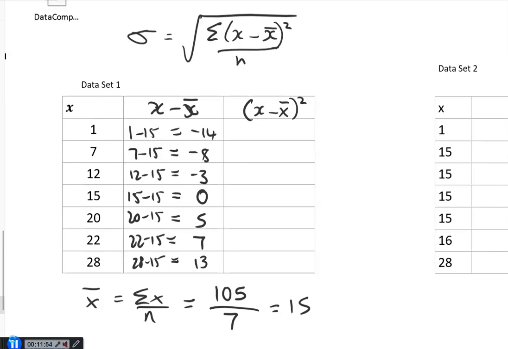So negative 14 squared. Remember, a negative number squared is a positive number. So in this column, all numbers are positive. If you ever get a negative number in this column, you've made a mistake.